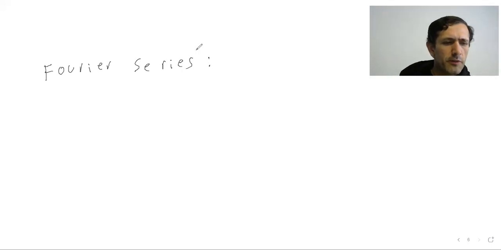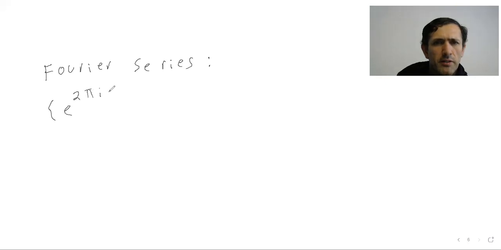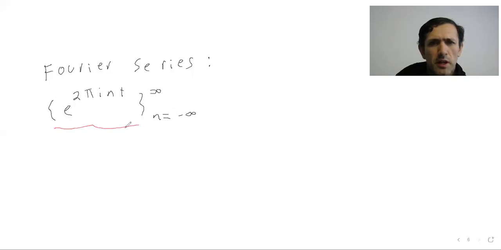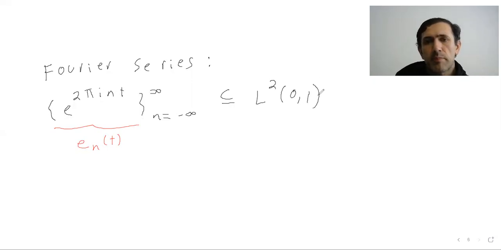Okay, so the situation with Fourier series is the following. Let's define these exponentials, from n equals minus infinity to infinity, and let's call this En of t. Certainly each one of these is obviously in L2 of 0 to 1. They have modulus 1 identically.